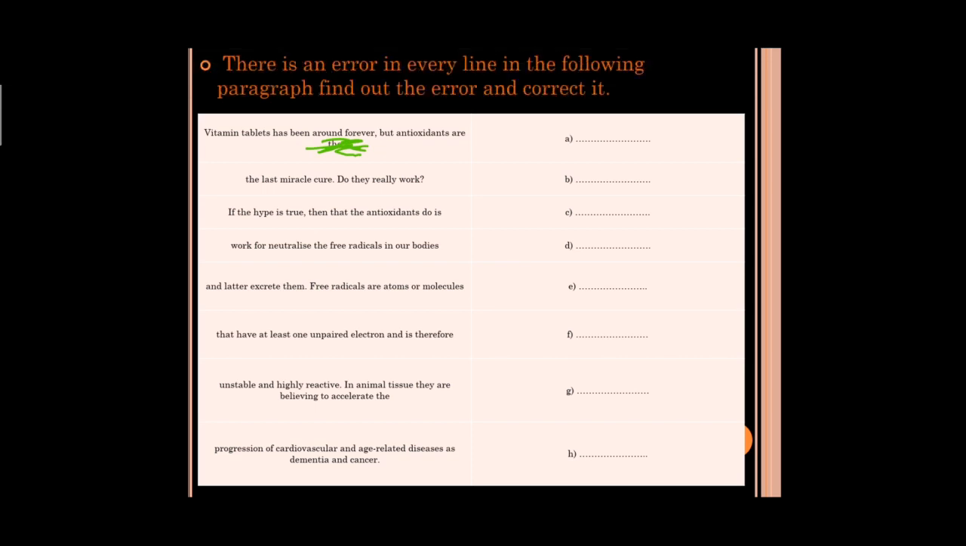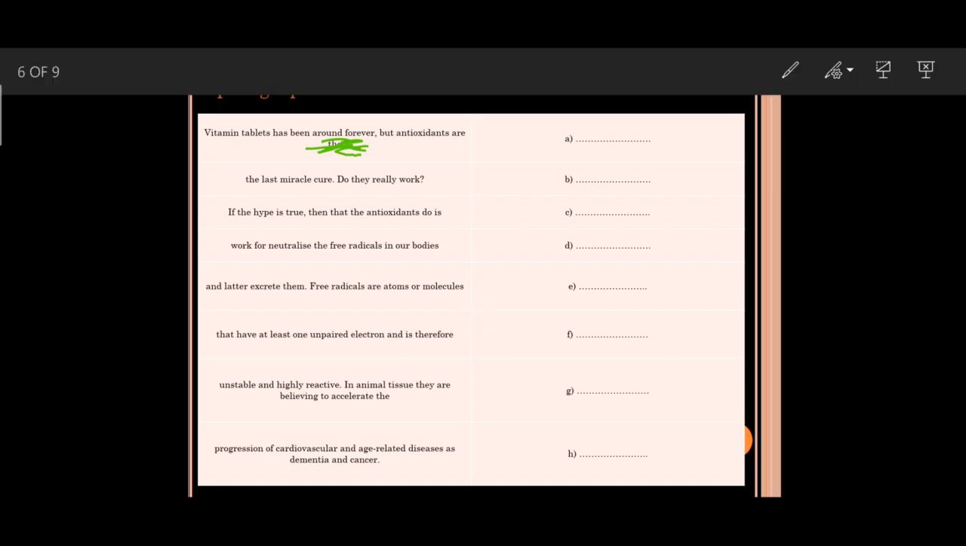Vitamin tablets has been around forever, but antioxidants are. So there's a mistake. What can be the mistake? Vitamin tablets has been around forever. There is a mistake here. There is no mistake in vitamin tablets. That's right. Okay, there's a mistake in has been around. How do I know there's a mistake? Because these words here don't make sense properly in the grammatical aspect.